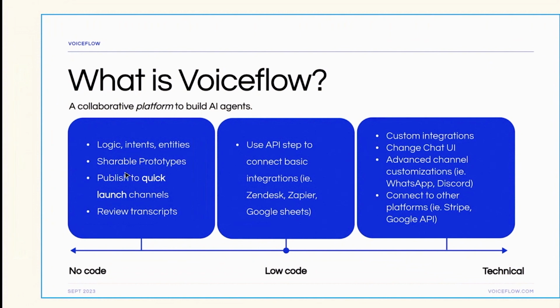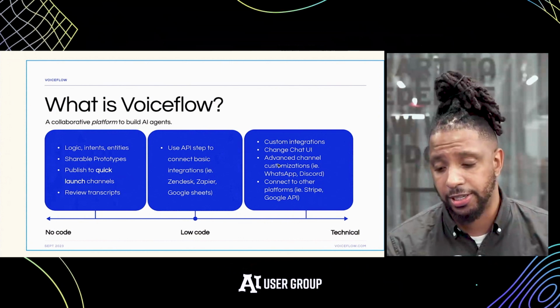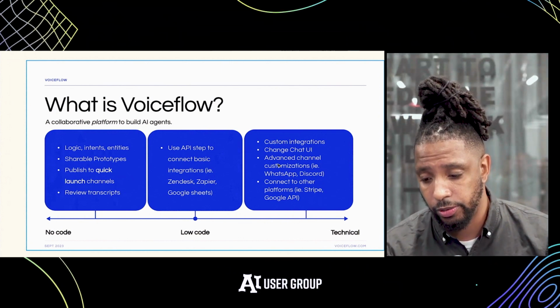You can make shareable prototypes. You can publish them to a website. You can review the transcript to see if something is going well or not going well with your bot. You can use APIs if you know a little bit of code, connected to integrations like Zendesk, Zapier, Google Sheets, etc. And if you're really technical, you can create even more complex integrations, have it work with WhatsApp and a whole bunch of other tools, and even export to things like Dialogflow and other conversational tools.